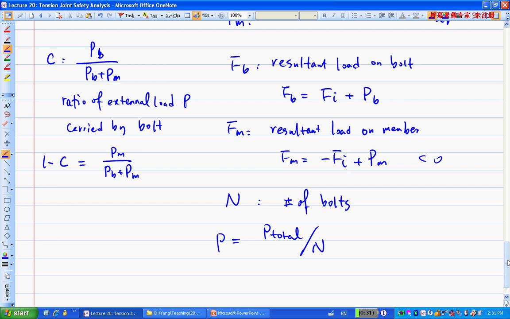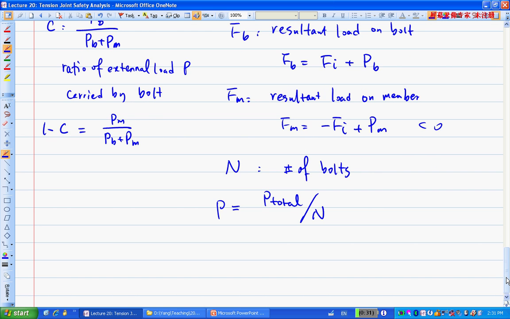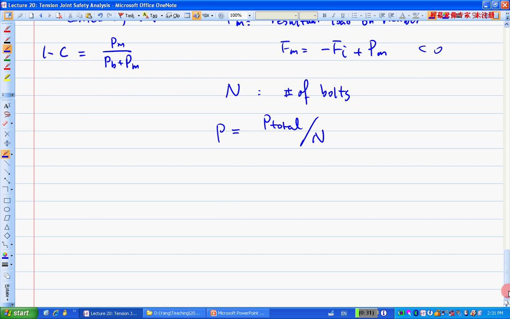So what I want to do next is derive something first. Right now the C value is defined as PB over PB plus PM. I want to convert this into the stiffness values for the member and the bolt. Remember, we use Kb for the stiffness of the bolt and Km for the stiffness of the member. So let's take a look at the connection between them.